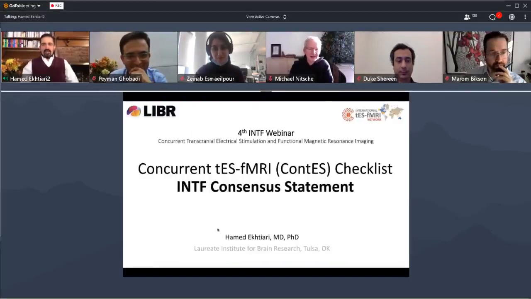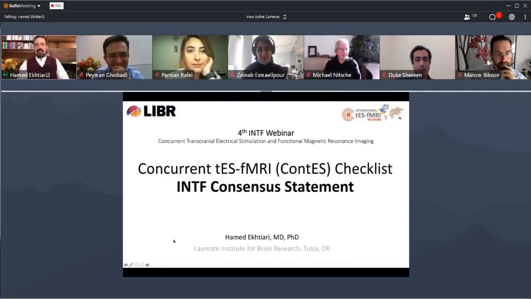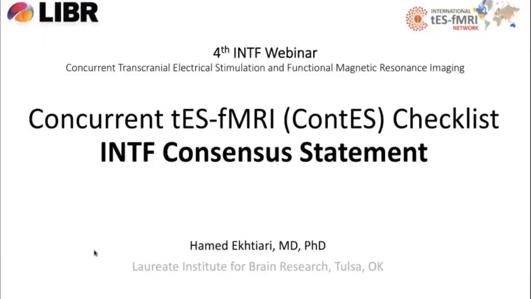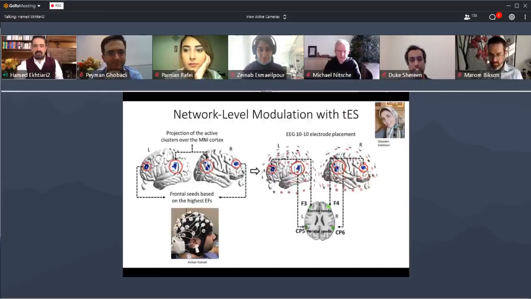So in the next talk, I'll try to give you an idea about the checklist that we have developed together during the last something like 2 years of discussions, and how we might be able to make a better level of transparency in methodological details on how to do concurrent tES-fMRI, and how we might be able to make whatever we have in the field of tES-fMRI more reproducible in terms of the methodologies and how we might be able to push forward this area of research.